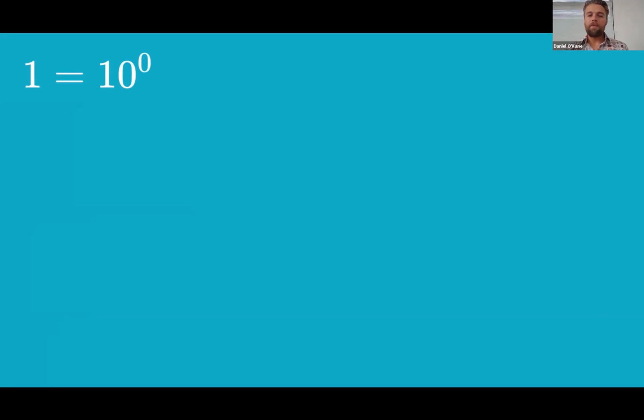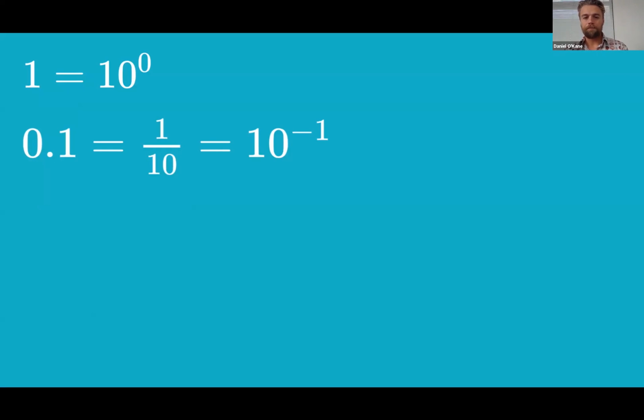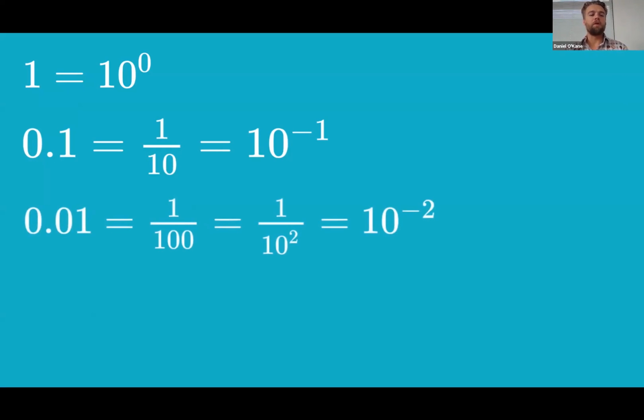We can do the same thing with decimal places. So 0.1, that's 1/10, remember. You're looking at tenths in that first digit after the decimal point. So 1/10 is 10 to the power of -1. 0.01 is 1/100th. So I can write 1/100th as 1 over 10 to the power of 2. And using that negative index law, I could express this as just 10 to the power of -2.